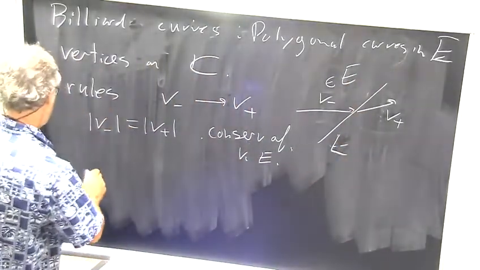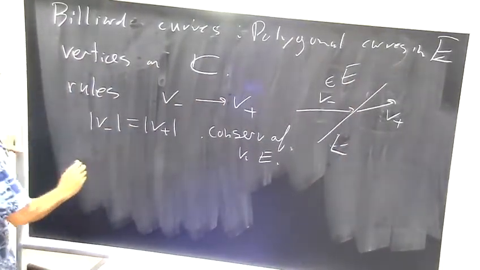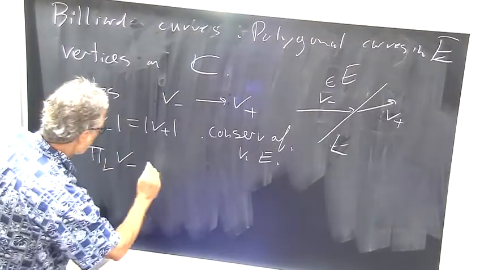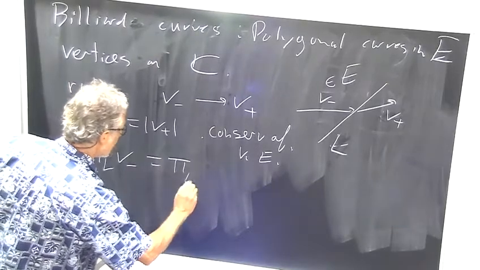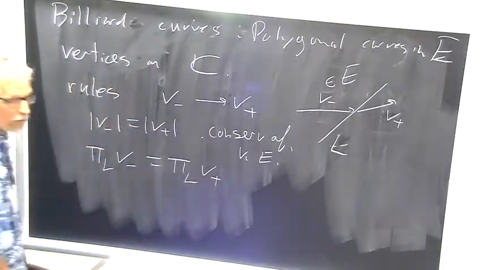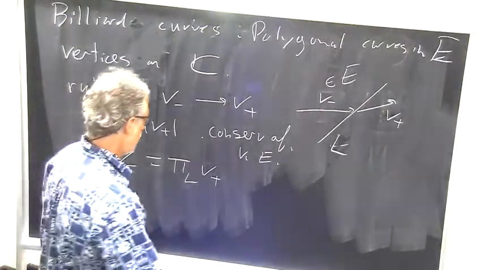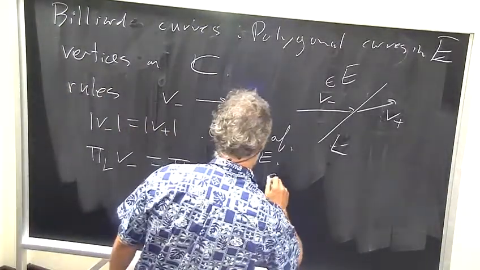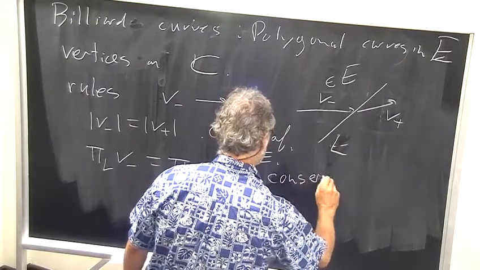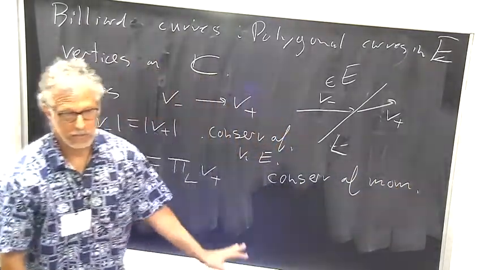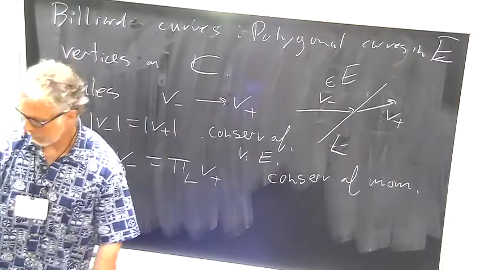And then the projection onto L before is the same as the projection after. So that's the law of reflection. And in that example, this is conservation of momentum. If you work out what it means in that example, it means linear momentum's conserved.